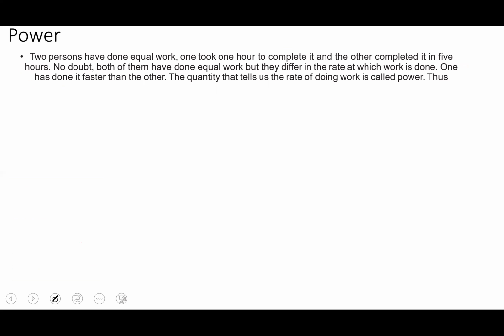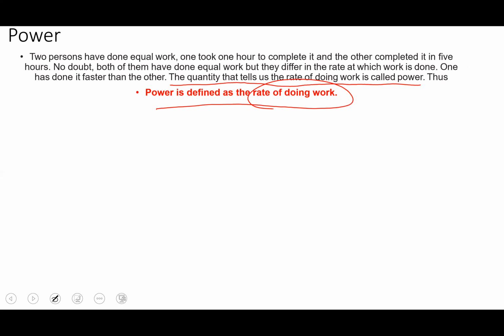Similarly, the second one has done the work but in a lot of time. So the quantity tells us that the rate of doing work is called power. That means the person who does the work in less time has more power. Power is defined as the rate of doing work. Here the rate is the main keyword, because the rate defines the time in which the work has to be done.